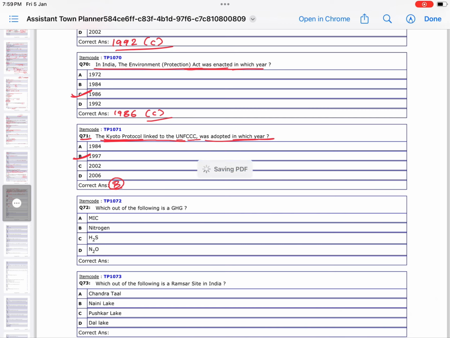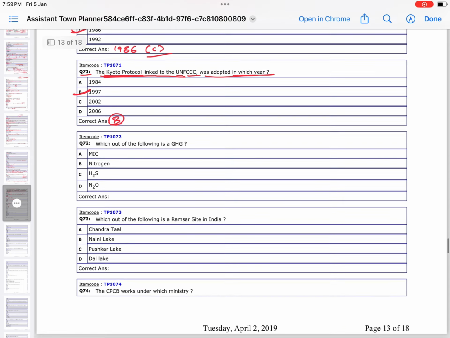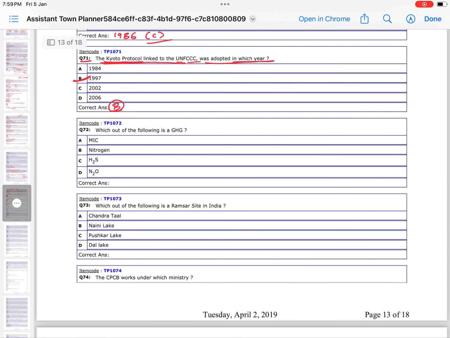Coming to question number 72. Which of the following is a GHG, greenhouse gas? Among these, nitrogen oxide is the correct answer. Question number 73. Which of the following is a Ramsar site in India?